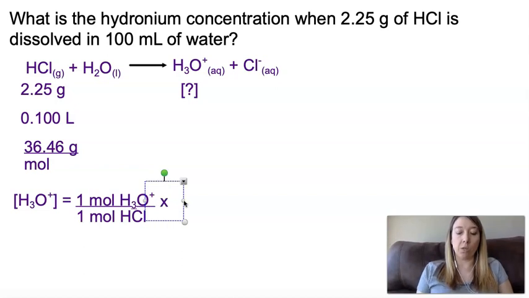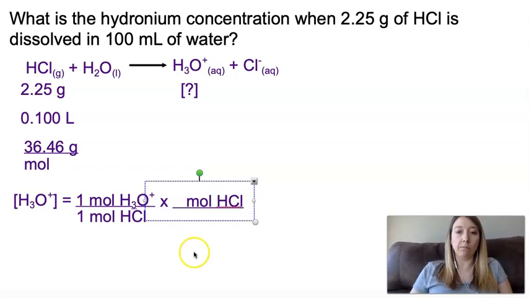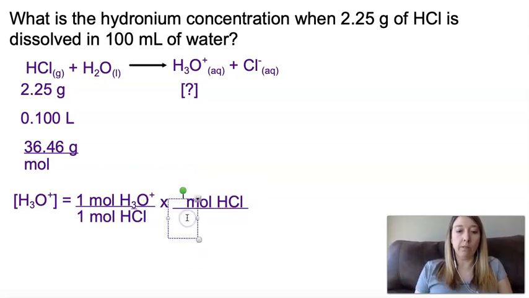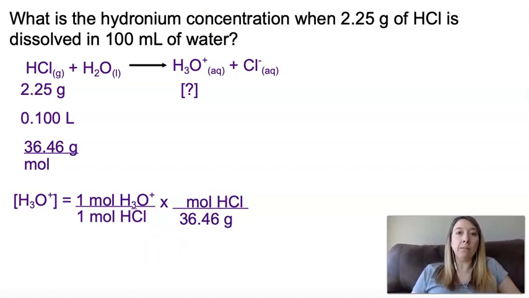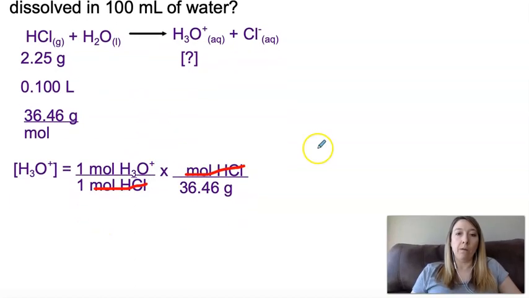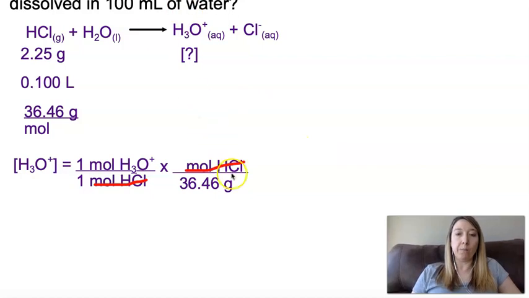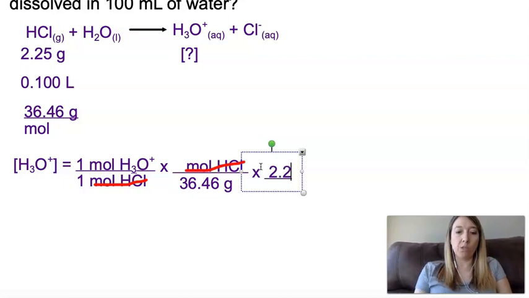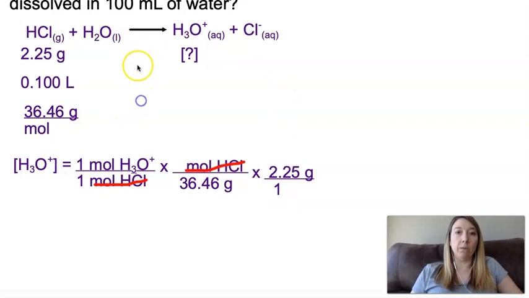That's what our next step is going to be. We're going to flip it over and do moles of HCl over 36.46 grams. From that, we can cancel the unit moles of HCl. The next thing we need to cancel is grams. Because grams is currently on the bottom, we need to make sure that we have grams on the top. So we're going to put that 2.25 grams on the top, and throw that over 1. Now we can cancel out the unit of grams.